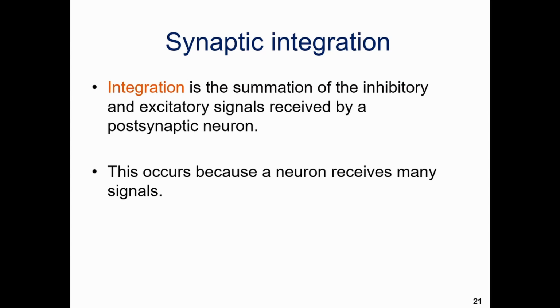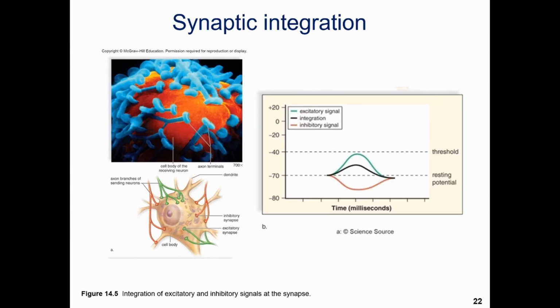Integration is the answer. The summation of the inhibitory and excitatory signals are going to tell our receiving neuron what to do. If there's more inhibitory signals, then we follow those instructions. If there's more excitatory signals, then we'll follow those instead. So here we see this cell body, we see this neuron that has all of these different axons reaching it. So multiple neurons are communicating with this one we see front and center.